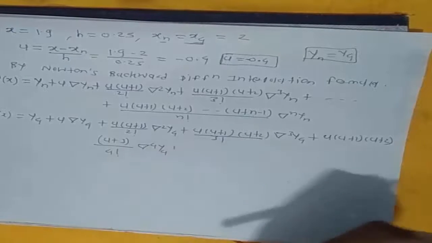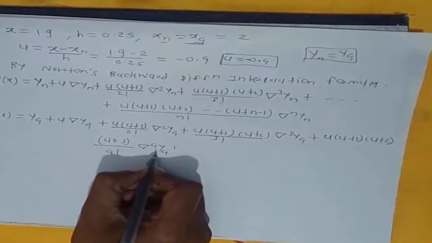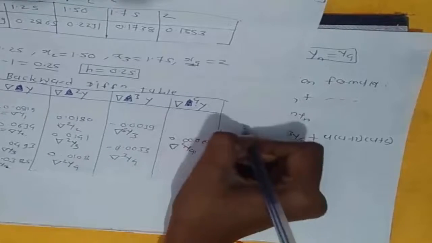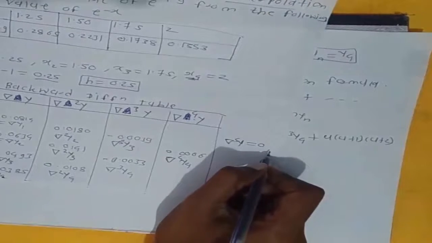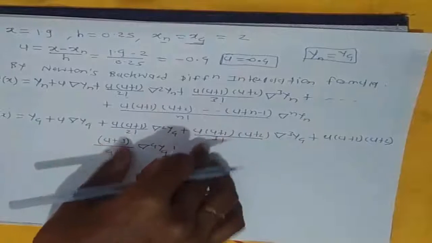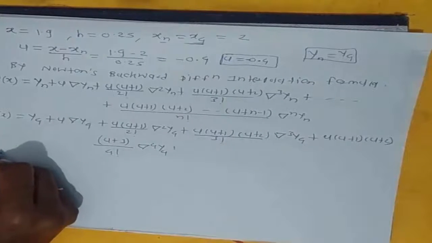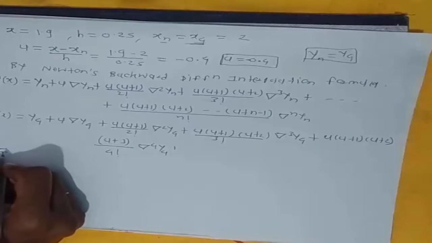All other terms become 0, because all other higher order backward differences, del raised to 5 y and so on, are equal to 0. So these terms become 0 and we get the formula only up to these terms. Now we put in the values from this table.